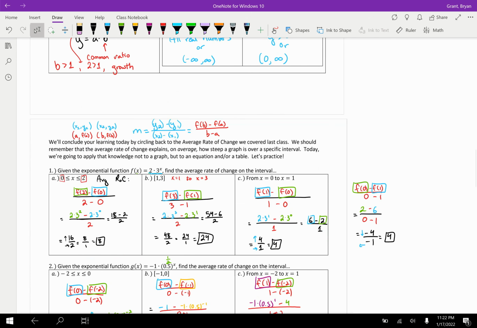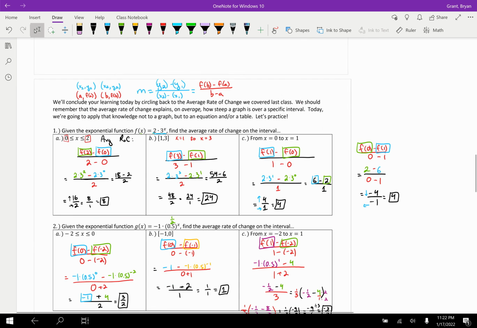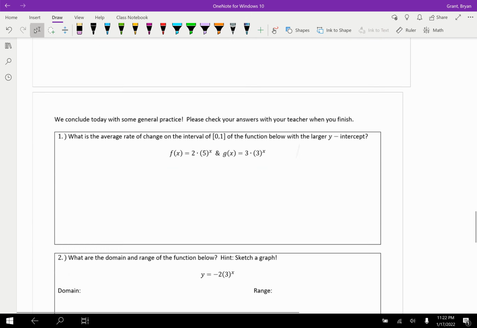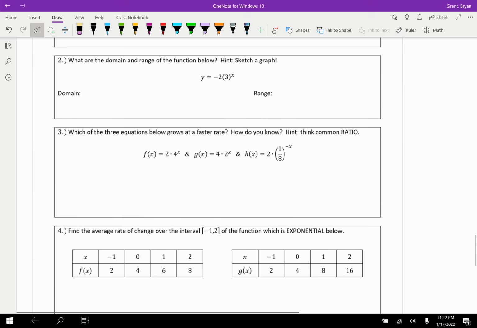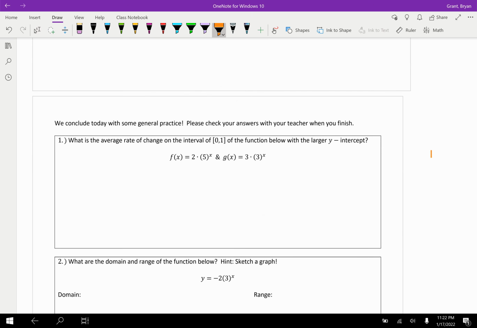We also just tidied up our average rate of change, discussing how exponential graphs are constantly changing their steepness, so we still need a way to measure the steepness, and that is the average rate. So to conclude class today, I have 4 practice problems for you. Your job is to go through and work all 4 of these. You are welcome to work with the people around you, and once you are done, you can unpause the video and see how you did.